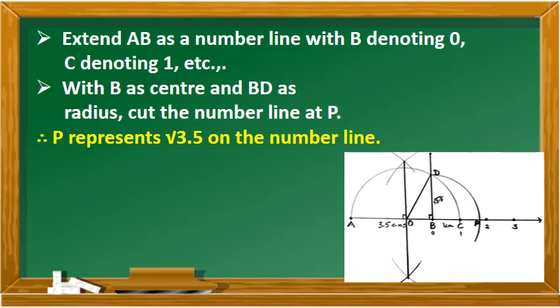Finally, we extend AB as a number line with B denoting 0 and C denoting 1, etc. With B as center and BD as radius, cut the number line at P. Now P represents square root of 3.5 on the number line.